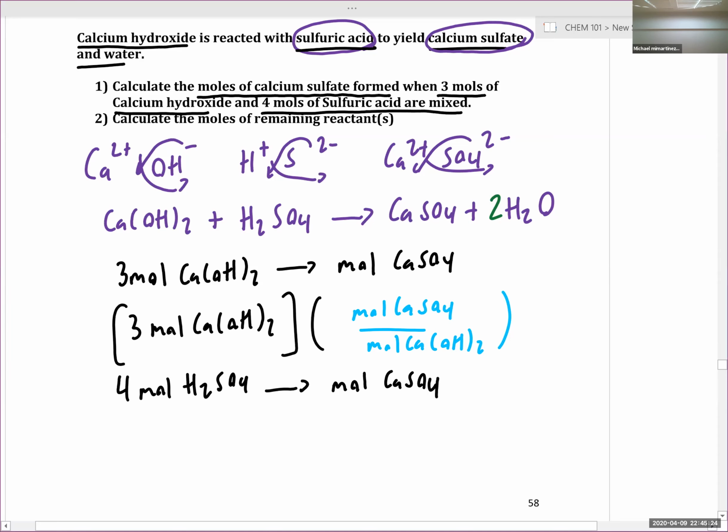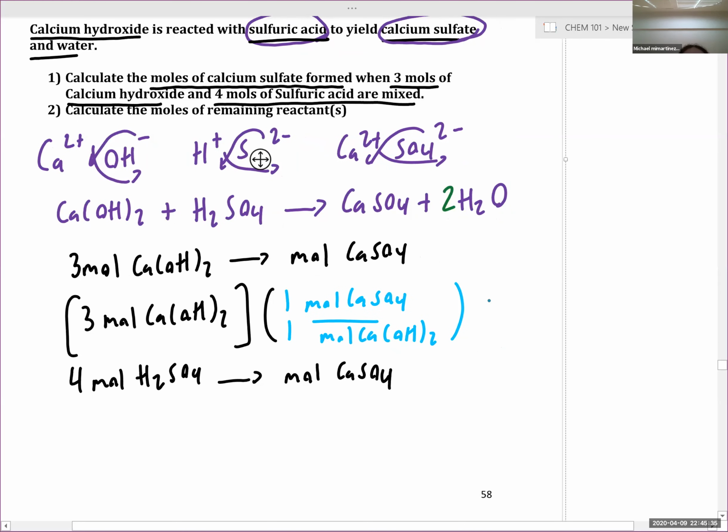Would someone like to volunteer? What's our mole to mole ratio for calcium sulfate? Yep, I see a lot of 1 to 1. Good, good. Okay, so we'd expect for our calcium hydroxide, we'd make 3 moles of calcium sulfate.